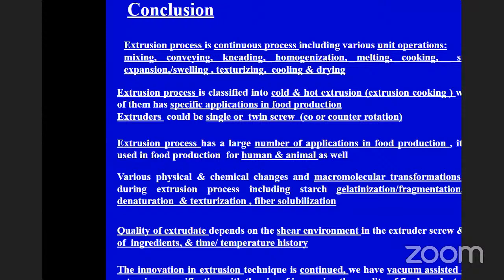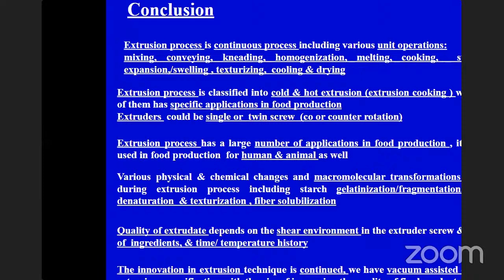Extruders could be single or twin screw with co or counter rotation. Extrusion process has a large number of applications in food production, and it could be used in food production for human and animal as well. Some physical and chemical changes and molecular transformation could happen during extrusion process, including starch gelatinization, fragmentation, protein denaturation, and texturization, and also fiber solubilization is observed.